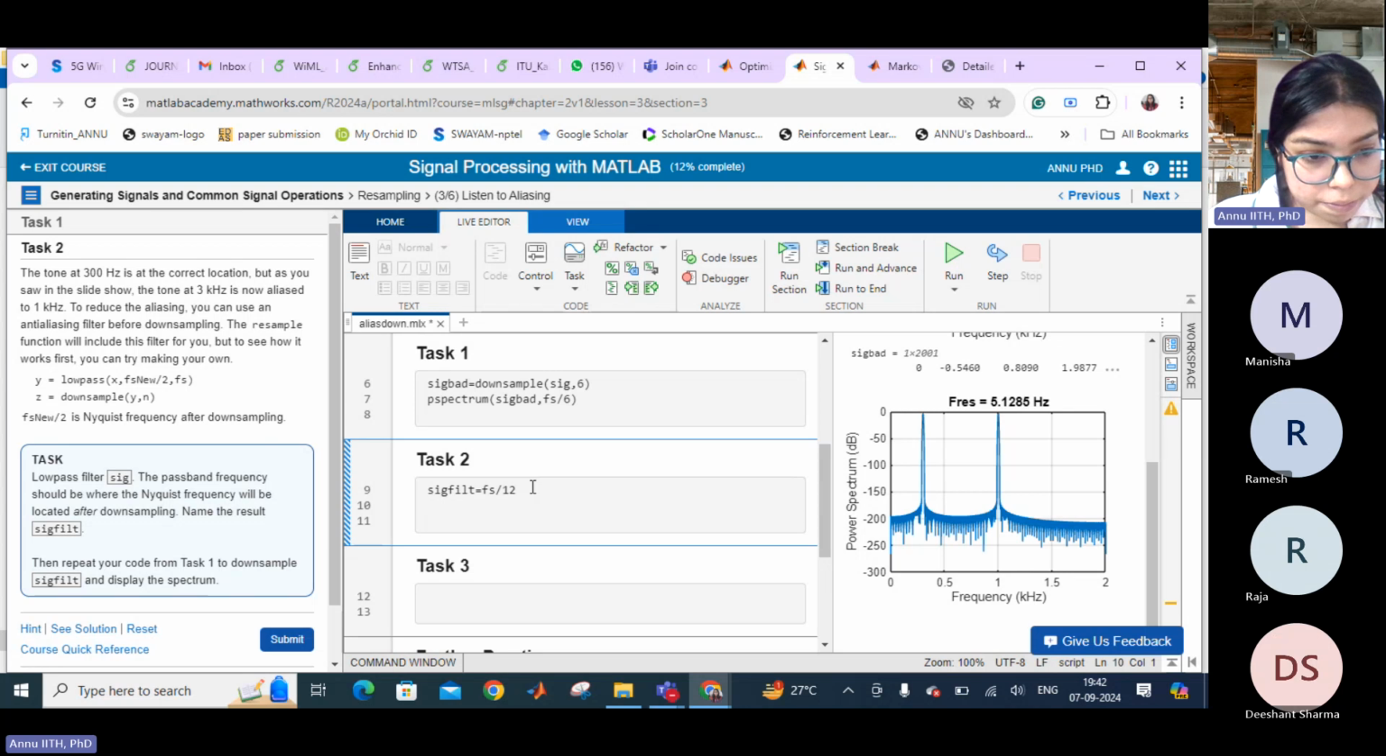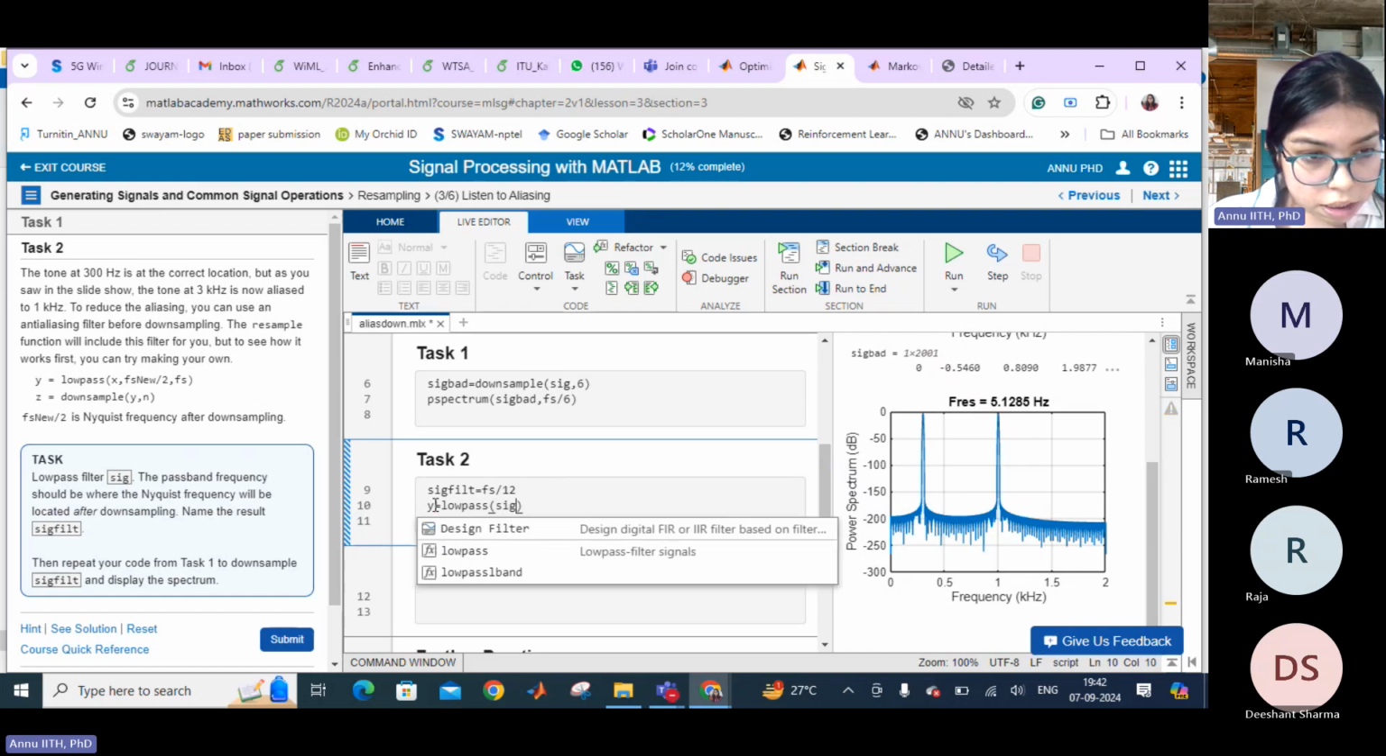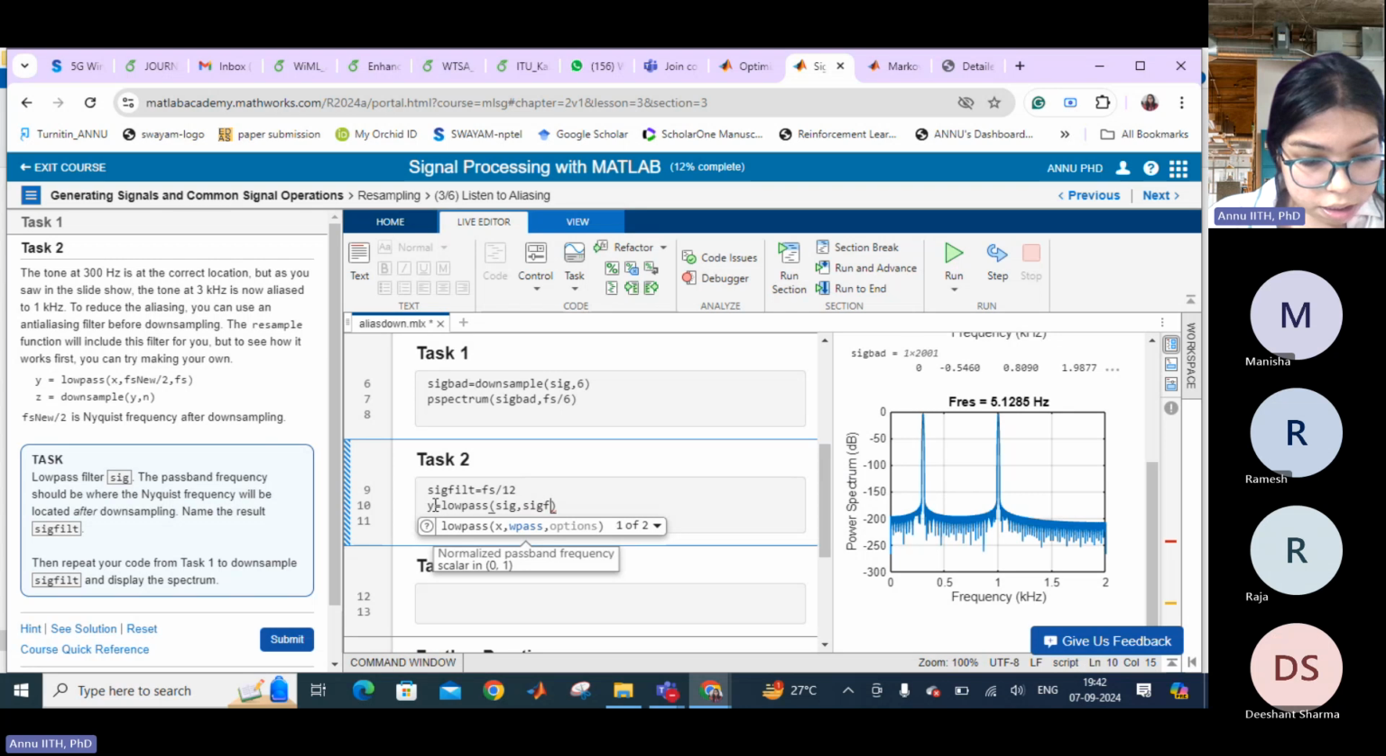Now the passband frequency where the lowpass filter was sig_filter. So let's have lowpass filter y is equal to lowpass of sig with sig_filter and fs. Then after lowpass, let's plot this and repeat.